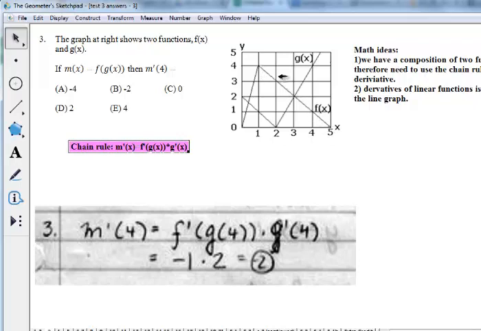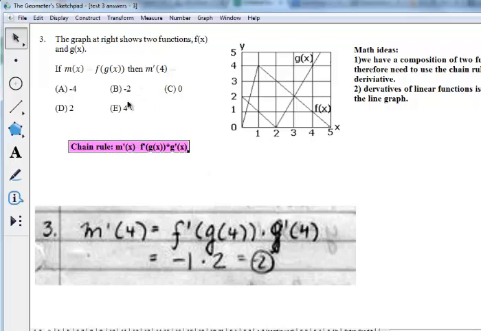Well, that's going to be the slope of this line. And I can see that each time I go over 1, I go down 1. So the slope for f of x must be -1. So that's where this -1 comes from. And then we want to multiply that by the derivative of g. The derivative of g at 4 is right here, and for each one I go over, I go up 2, so the slope is +2. That's where this 2 comes from. So the answer is -1 times 2, which is -2.